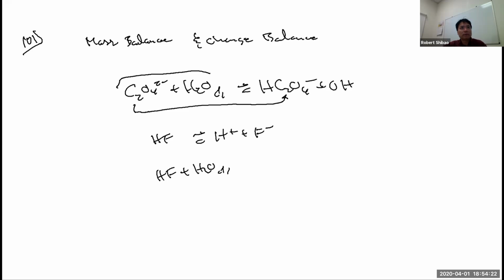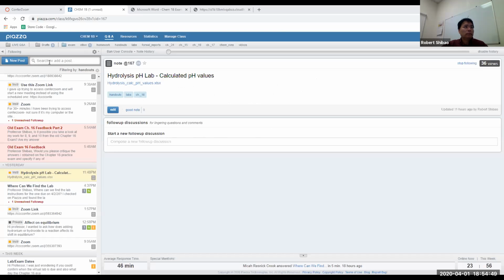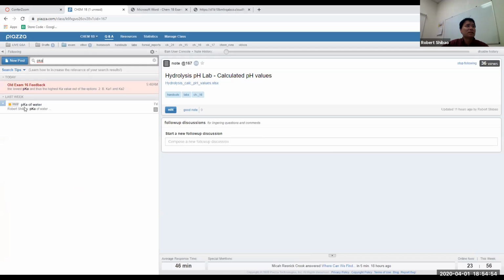And one example that you can use to see how you would approach it using mass balance and charge balance, and you just get a slightly different set of equations, is if we go back and look at this. This is something I posted on Piazza a while back. Let me see if I can bring that up here. This one, the pKa of water. So click on that here.